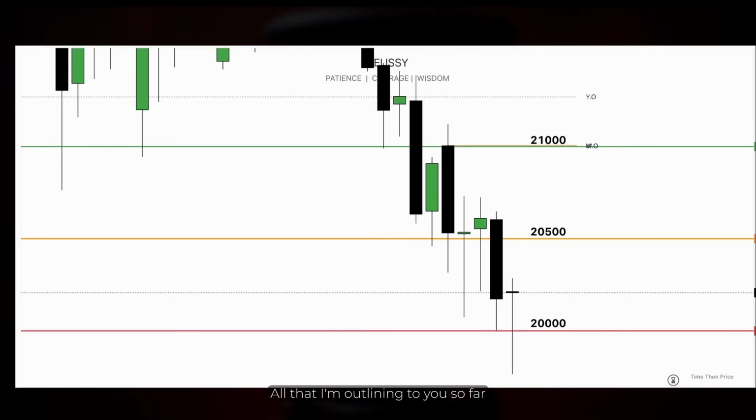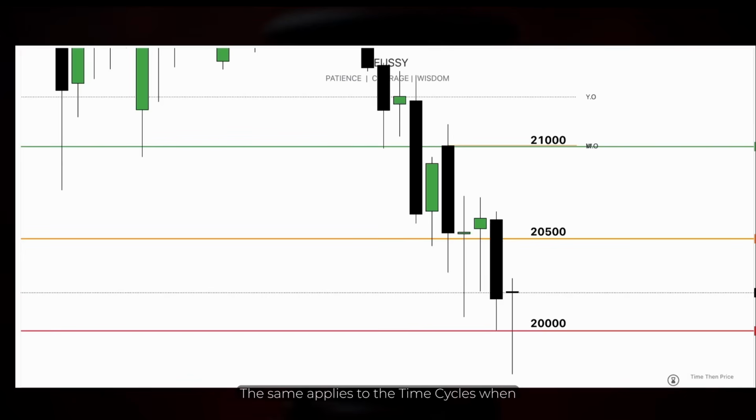All that I'm outlining to you so far within this model series is how you can basically predict what's likely going to happen next. This doesn't mean that you're always going to be right. This doesn't mean that you're always going to win. However, it does mean that you're objectifying your approach to the market significantly. Why? Because these price ranges don't change, meaning they're fixed, they're predetermined.